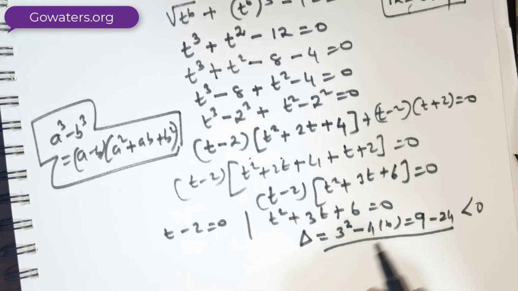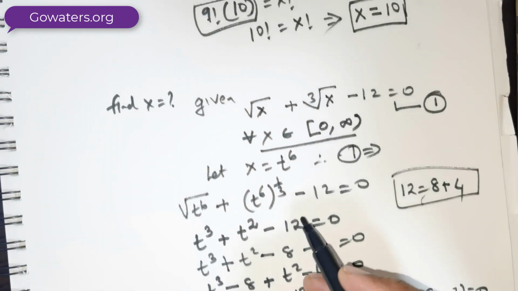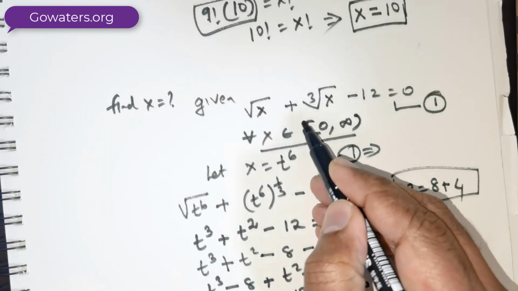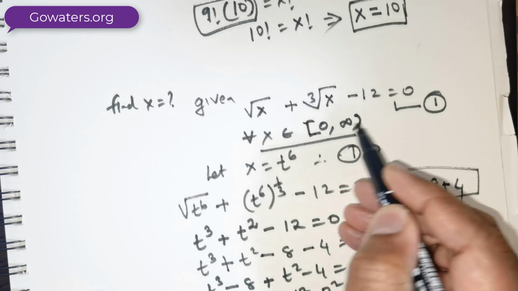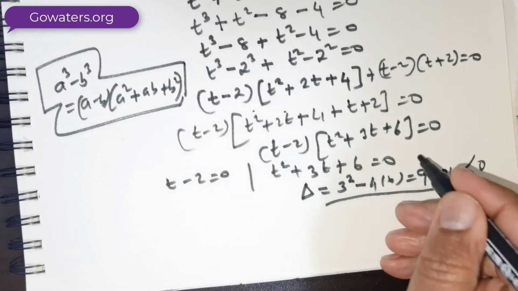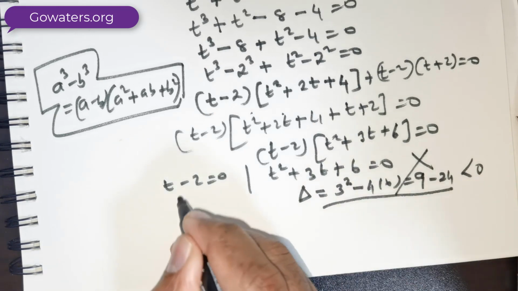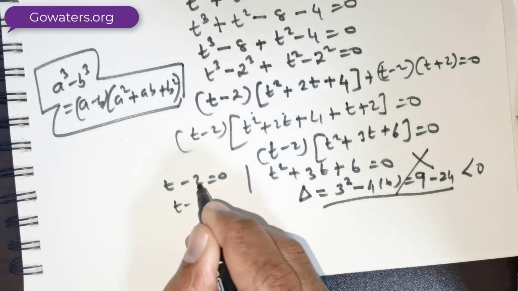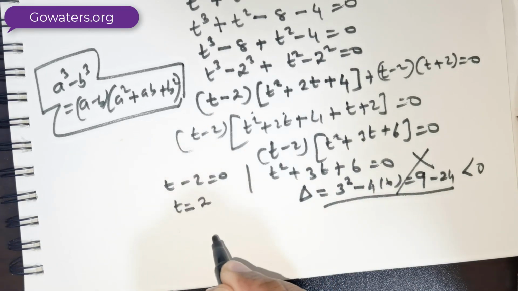So that means we are getting complex roots. In other words, the roots are imaginary here. But the domain is not permitting us to go in that direction. It has to be all real values of x between 0 and infinity. So that means we need to drop this and we need to take only t minus 2 is equal to 0, which means t is equal to 2.